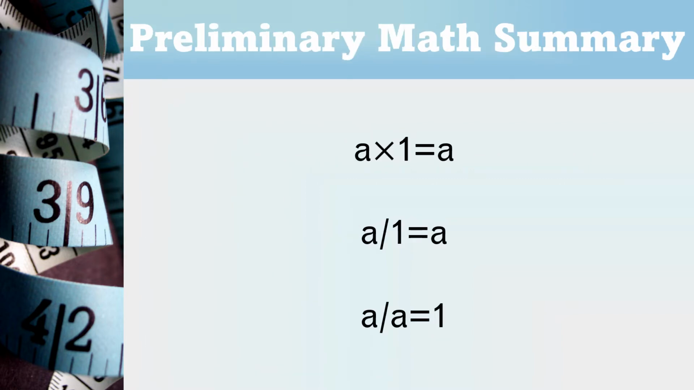So to summarize, any number times 1 is that original number. Any number divided by 1 is also that original number. And then any number divided by itself, except for 0, is equal to 1.